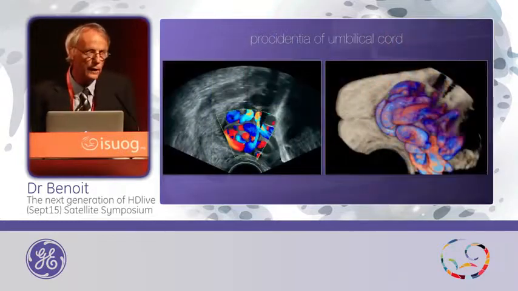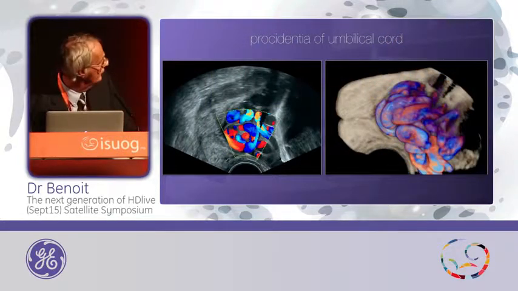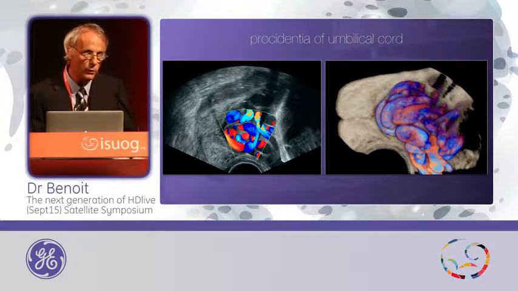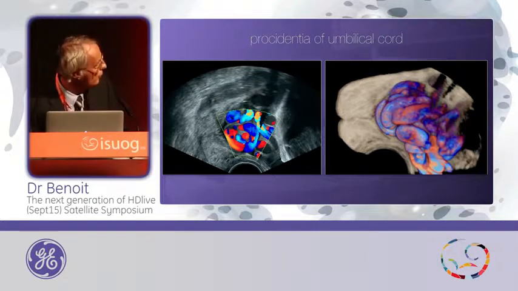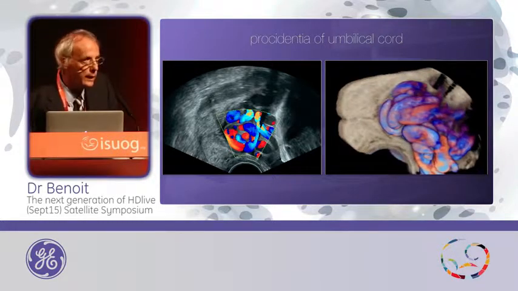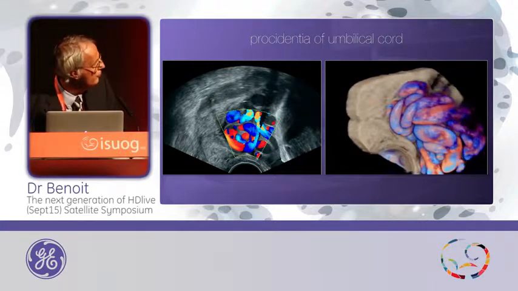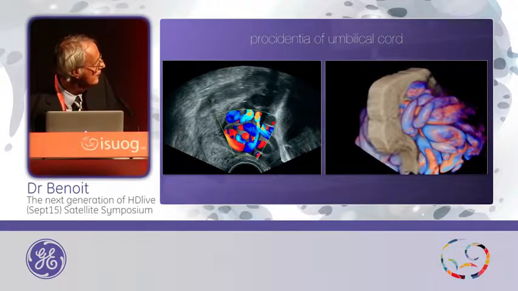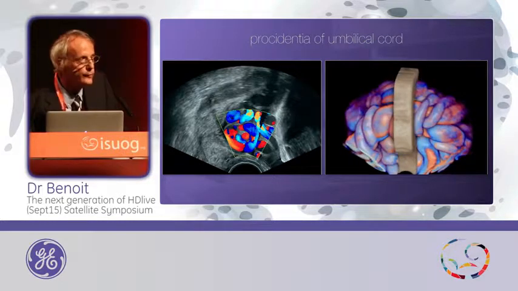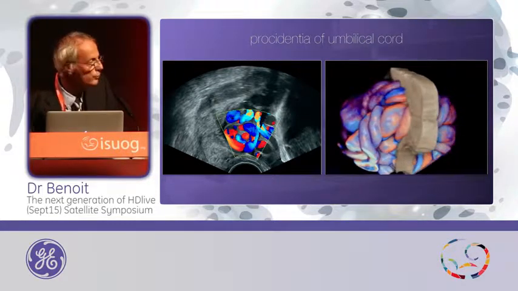This is a procidentia of umbilical cord. This was obtained with a transvaginal probe. This is a short cervix with umbilical cord. This was the head. And with a magic cut, I remove only a part of the cervix to obtain only a slice of the cervix. And you will see with this new rendering this cervix and all the loops of this umbilical cord. It's a nice picture, but when I provide this kind of picture to the obstetricians, they don't like it.